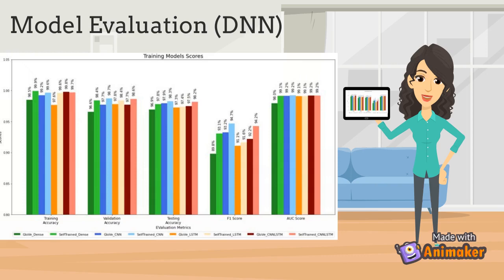We can see that the CNN and CNN-LSTM models with word embeddings training have the highest testing accuracies of more than 98% and F1 score of more than 94%. This is aligned with the literature findings where DNN-based models with word embeddings can perform slightly better than traditional ML models.